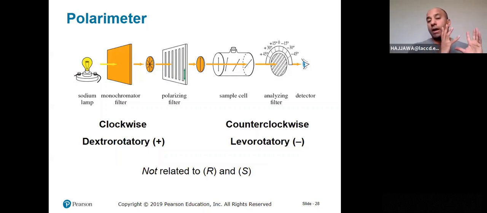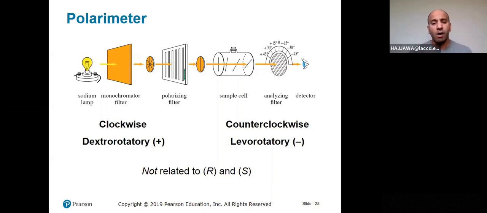So the rotation of the plane polarized light has nothing to do with R and S. I know you just heard the term clockwise and counterclockwise when we assign configuration of R and S, but that's totally different from the clockwise and counterclockwise being utilized in the polarimeter. The polarimeter is for the purpose of identifying optical activity. R and S, the Cahn-Ingold-Prelog convention, is for the purpose of naming the compound properly. That's the difference between the two.